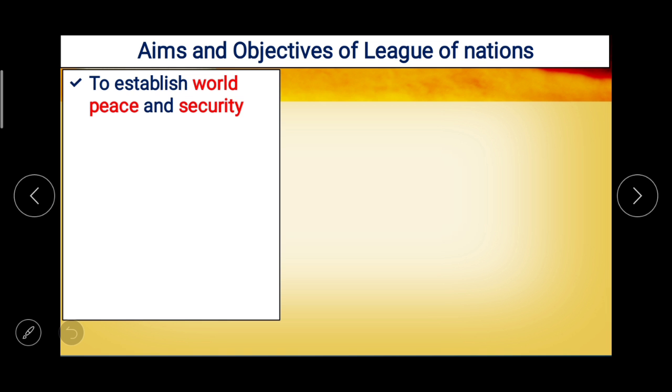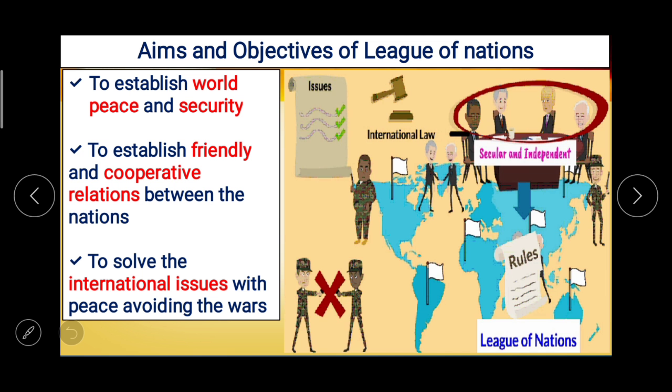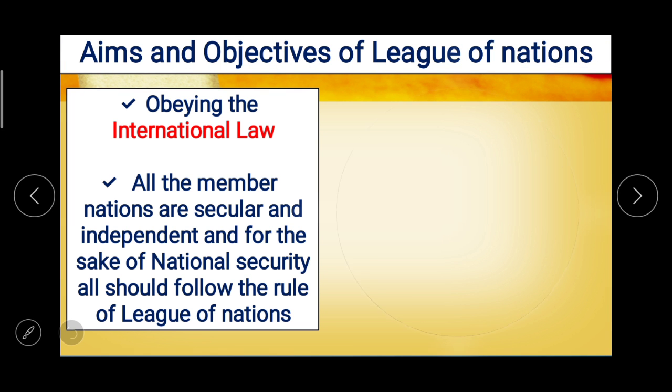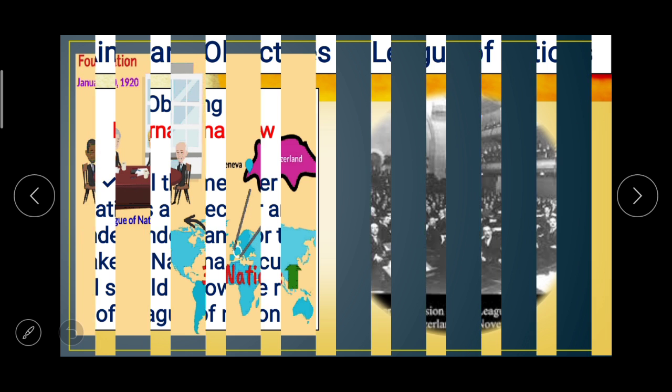Aims and objectives of the League of Nations. The very important one, to establish world peace and security, to establish friendly and cooperative relations between the nations, to solve the international issues with peace, avoiding the wars. Obeying the international law, all the member nations are secular and independent, and for the sake of national security, all should follow the rules of the League of Nations.